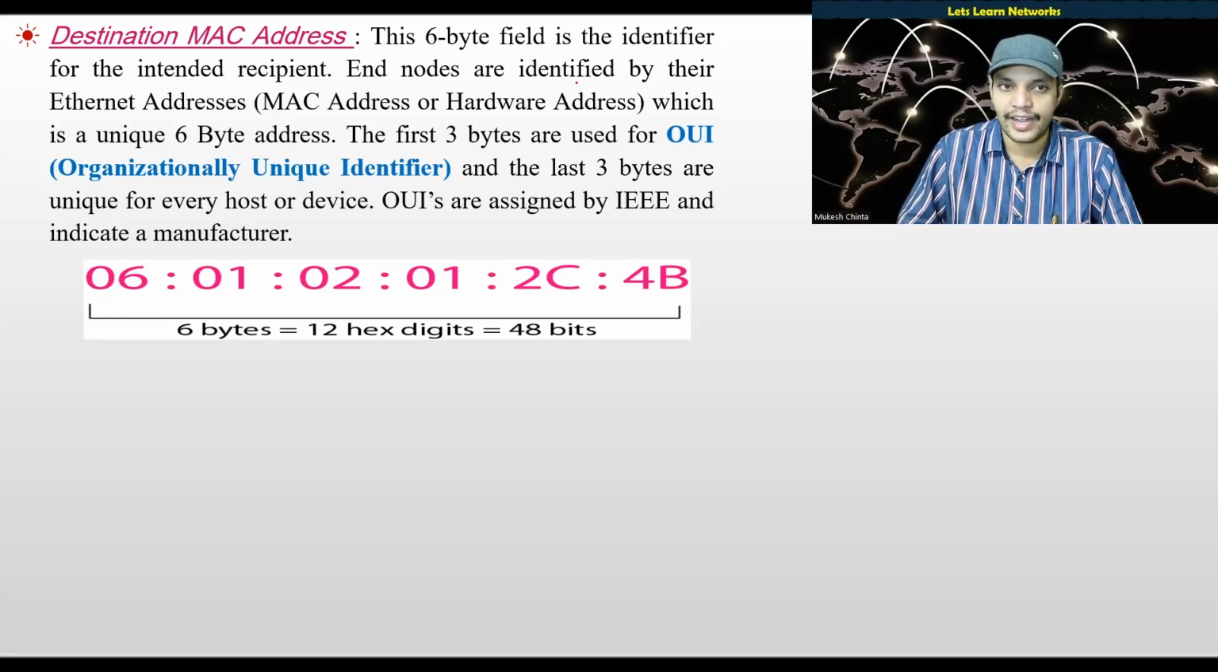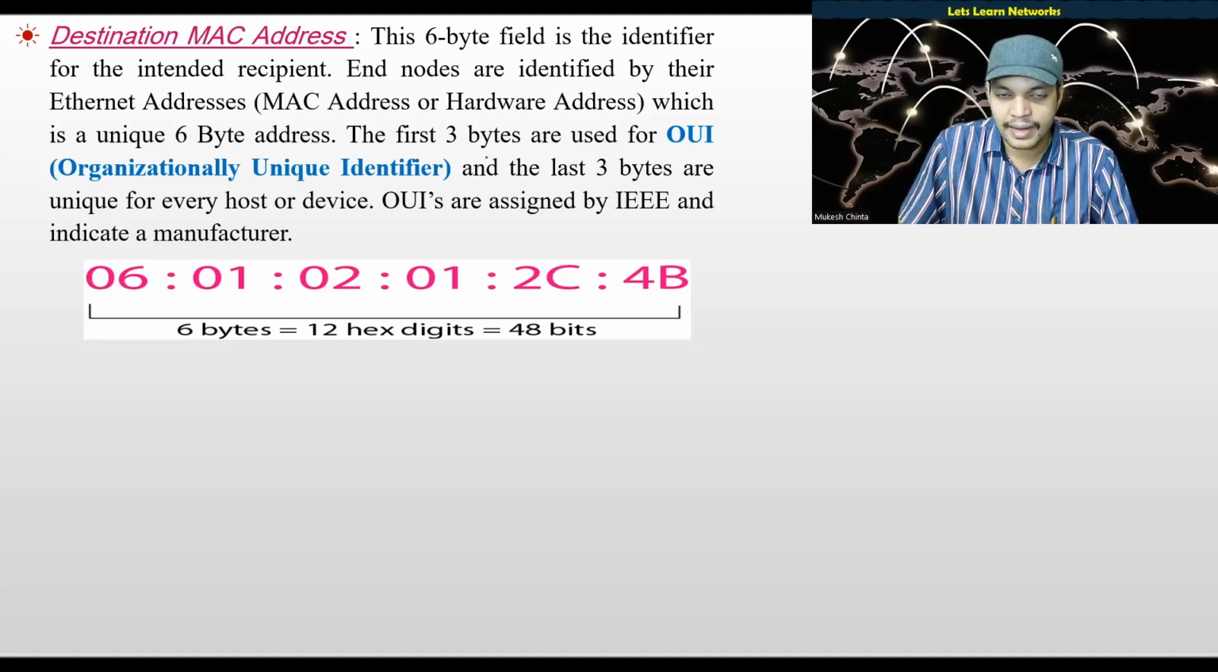So the end nodes are identified by their Ethernet addresses, which we call a MAC address or hardware address. This is a physical address and it will not change. Unlike the IP address, which changes according to the point of attachment to the network, the MAC address will not change for a particular device. Out of the 6 bytes of a MAC address, the first 3 bytes are called the OUI, or organizationally unique identifier, which is assigned by IEEE, and they identify the manufacturer of this particular device. The remaining bits are assigned by the manufacturer itself.